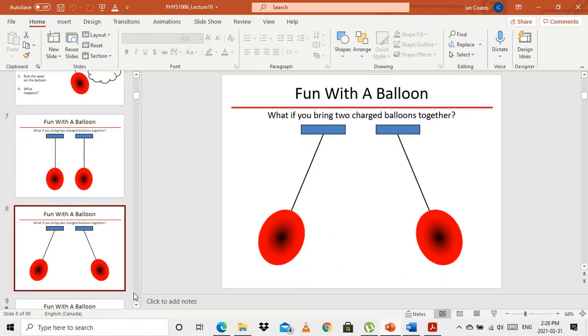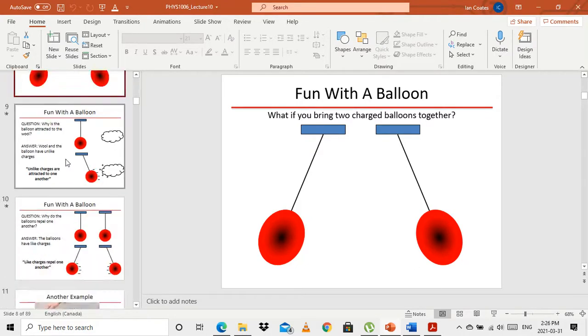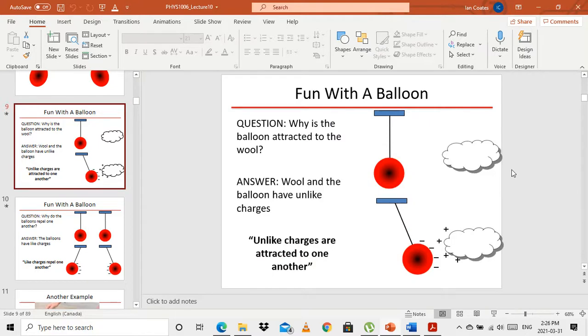Aha. You can see in the other window because I have the window open here. Of course, if they're both negative, they will repel. If they're both positive, they will both repel. Why is the balloon attracted to the wool? Just going back 2 slides. You can say that the wool and the balloon have unlike charges. Positive, negative will attract.